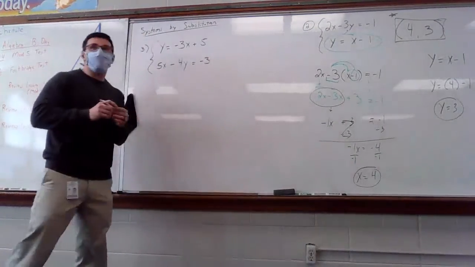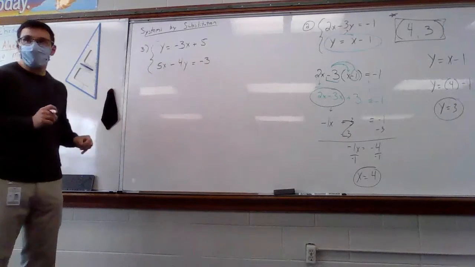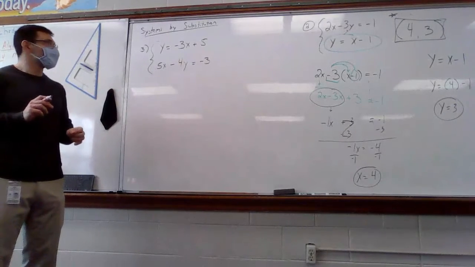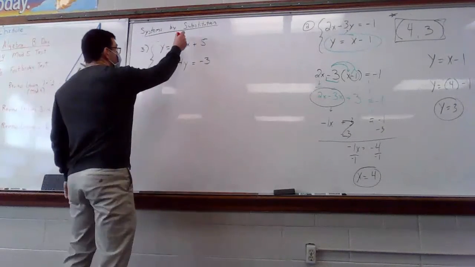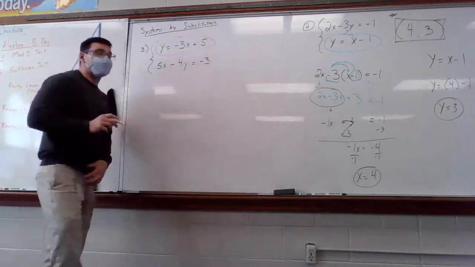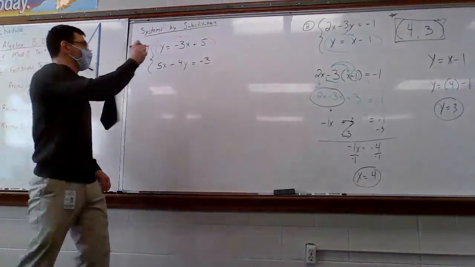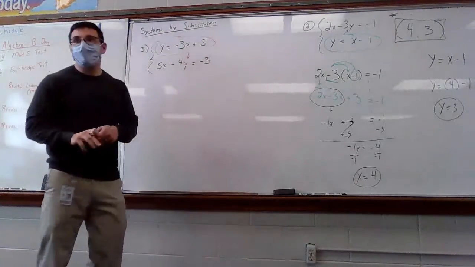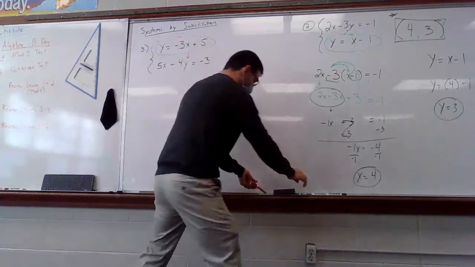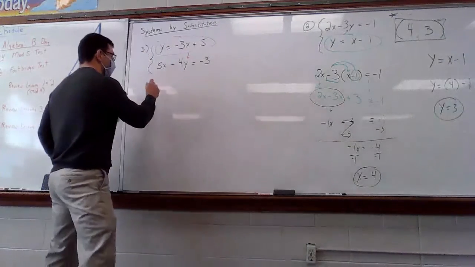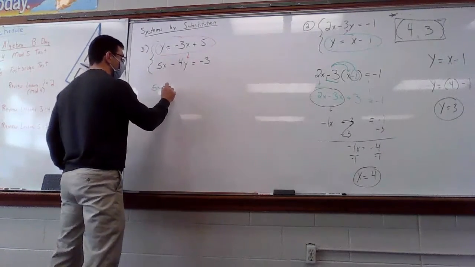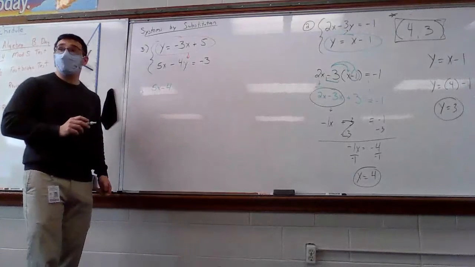Maya, which equation are we going to substitute into? Y equals negative 3x plus 5. So we're going to take this one and substitute it into which variable? Y. In for y. Love it. So now I've got 5x minus. And here's one of the mistakes that I saw. This is a common mistake.